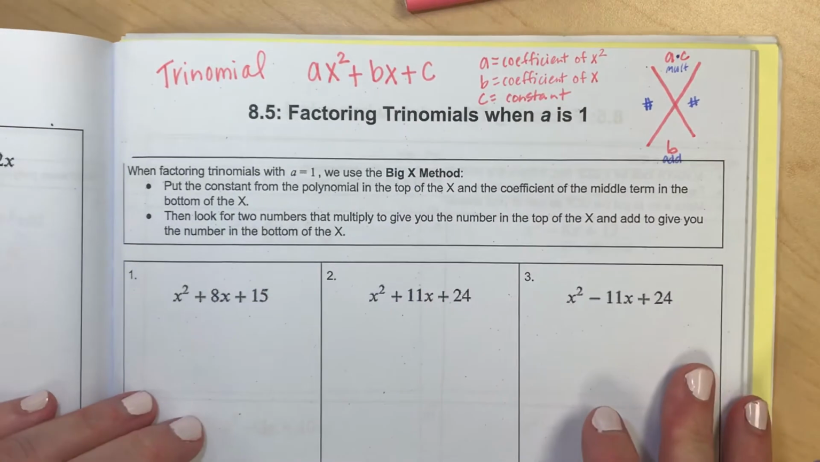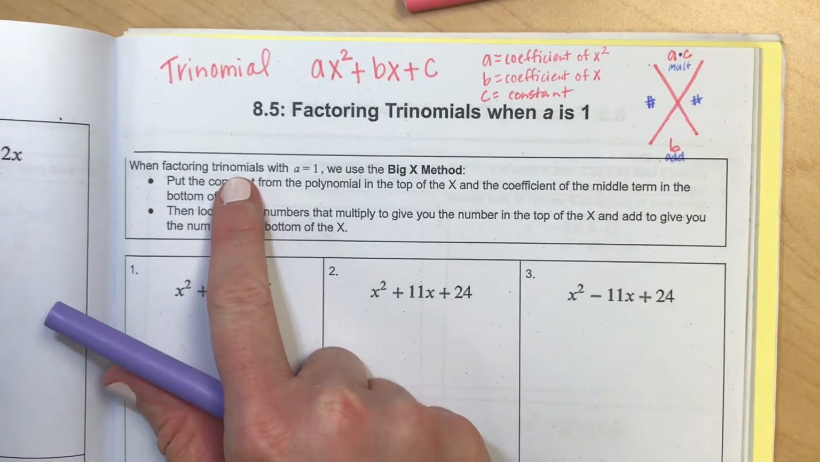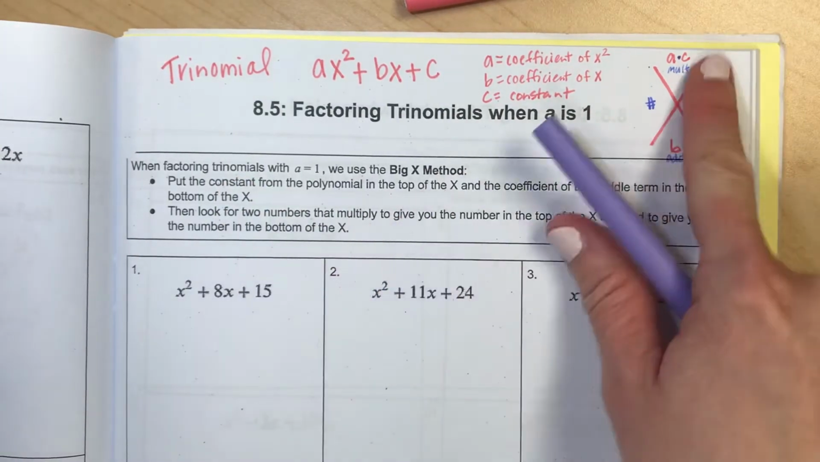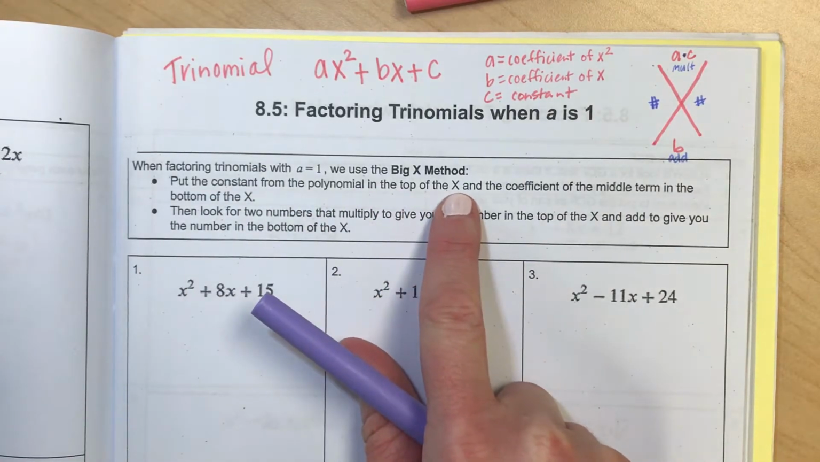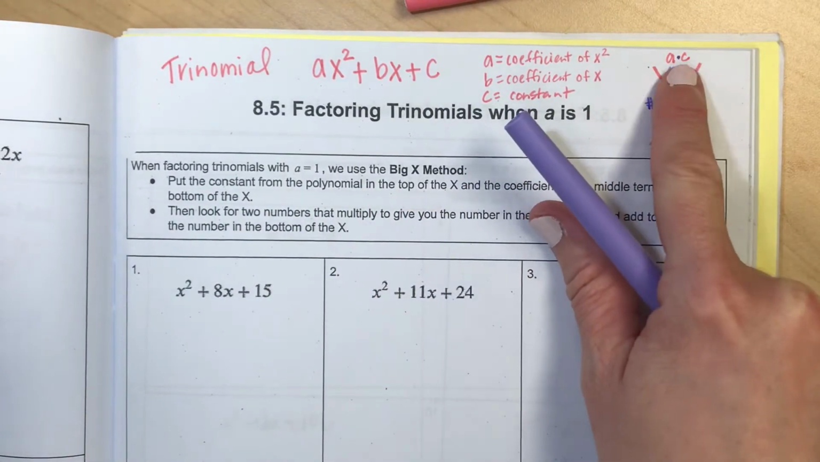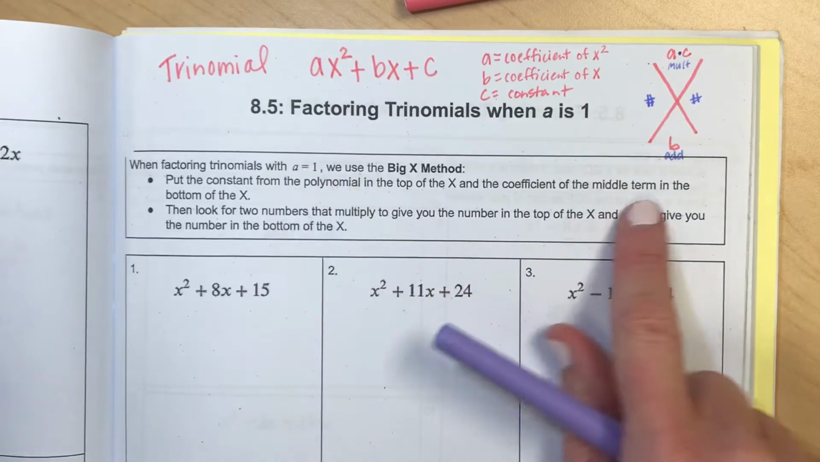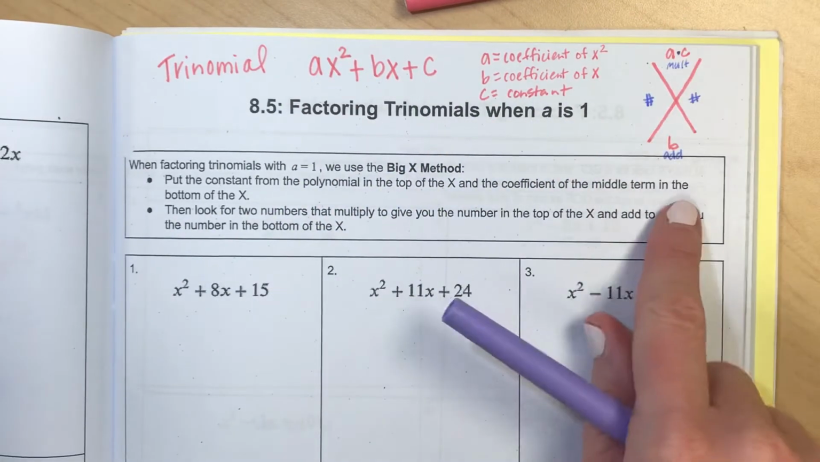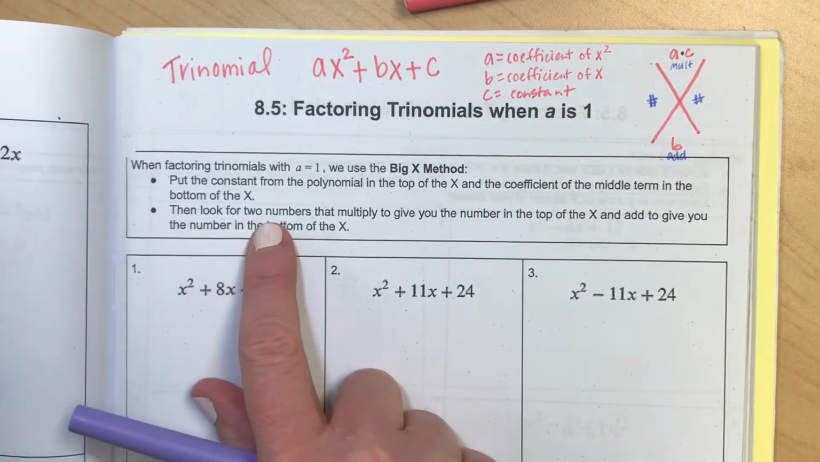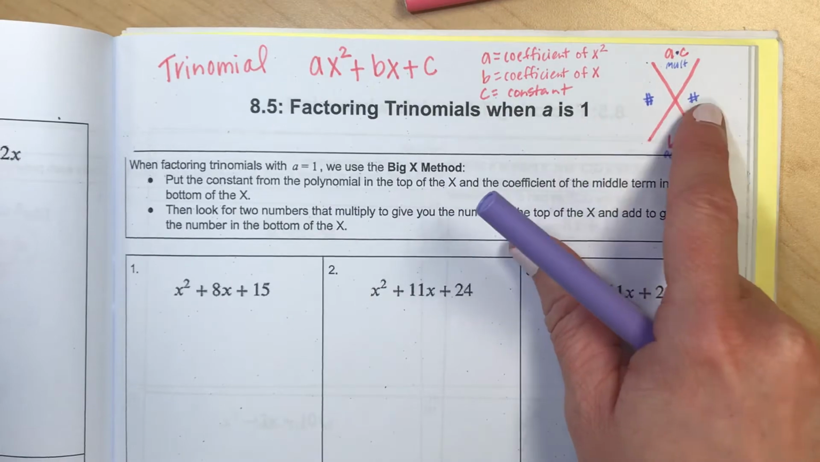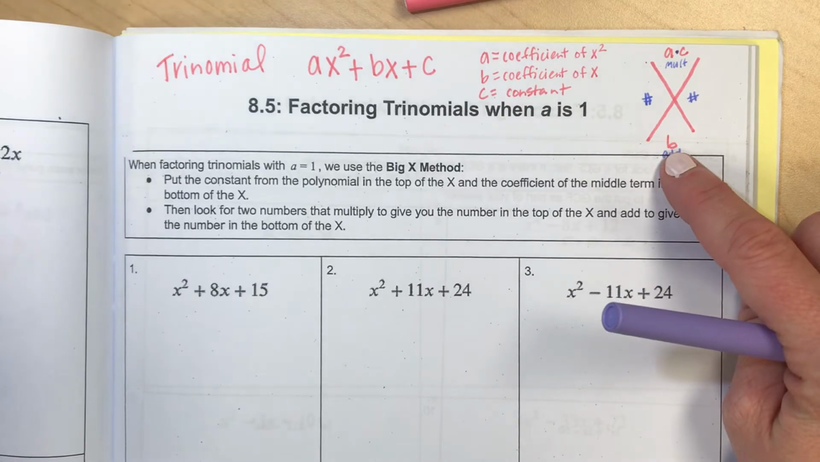So I'm going to show you an example of what that will look like, and I'll read my rules here first. So when factoring a trinomial where a equals 1, we use what's called the Big X method, and that's what this looks like here. You put the constant from the polynomial in the top of the Big X, and that works because a times c, you're going to have 1 times that number, so it's going to be a times c at the top, or just the c because that's 1. 1 times c will make c anyway. And the coefficient of the middle term, b, will go at the bottom of your Big X. So then what we're going to do is look for two numbers. So that's why I wrote the number sign here. Look for two numbers that multiply to give you the a times c and add to give you the number at the bottom of your Big X.